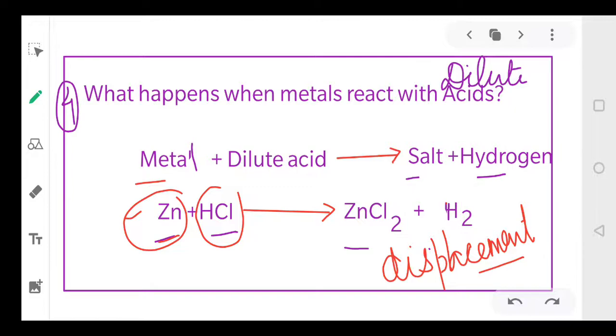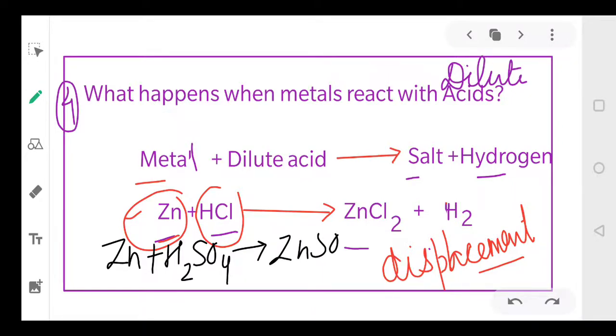Now dear students, you can say we can use any acid. Here I am using HCl, I can also use H2SO4. So let's write it again. Suppose we have zinc plus H2SO4. Just imagine what will happen. There will be formation of zinc sulfate, plus hydrogen gas will be released. Again the displacement reaction. We can also use zinc plus nitric acid, HNO3.